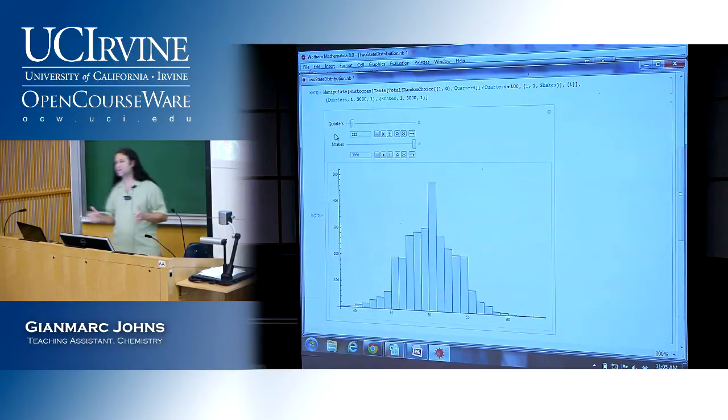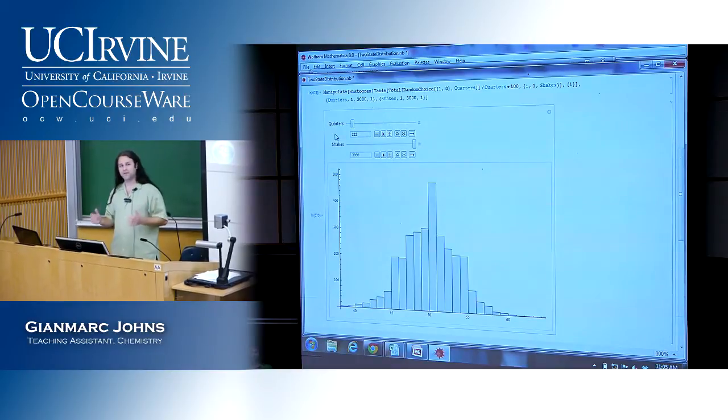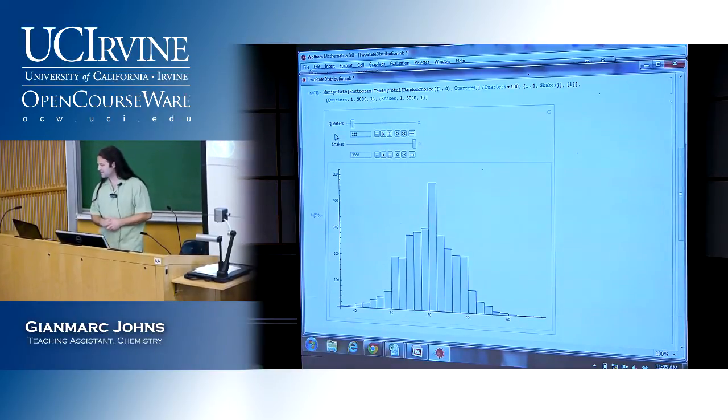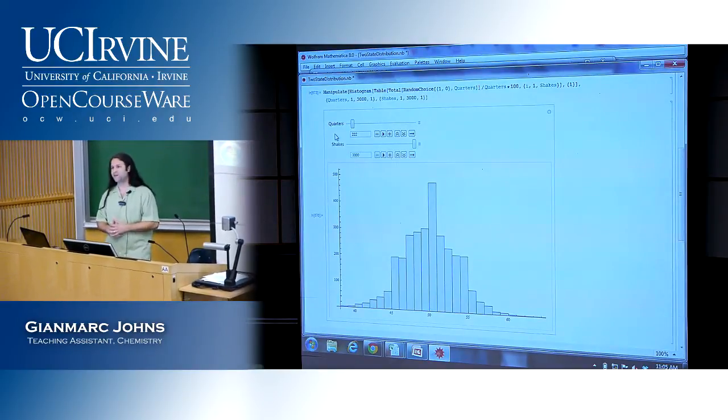So we've got 222 quarters in a box. We're shaking it up 3,000 times. So now we have some real statistical significance here. And now it's tailing off by about 45 and 55% heads.